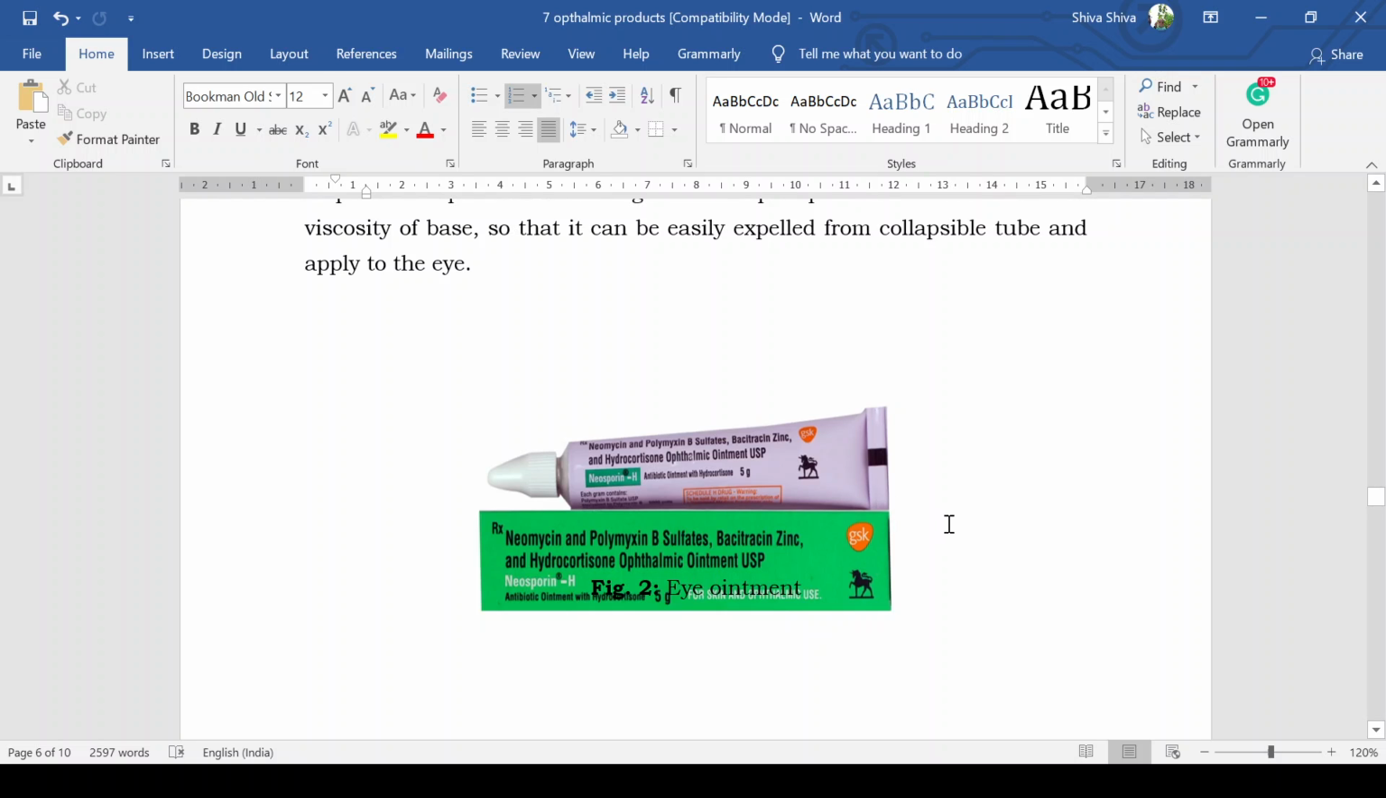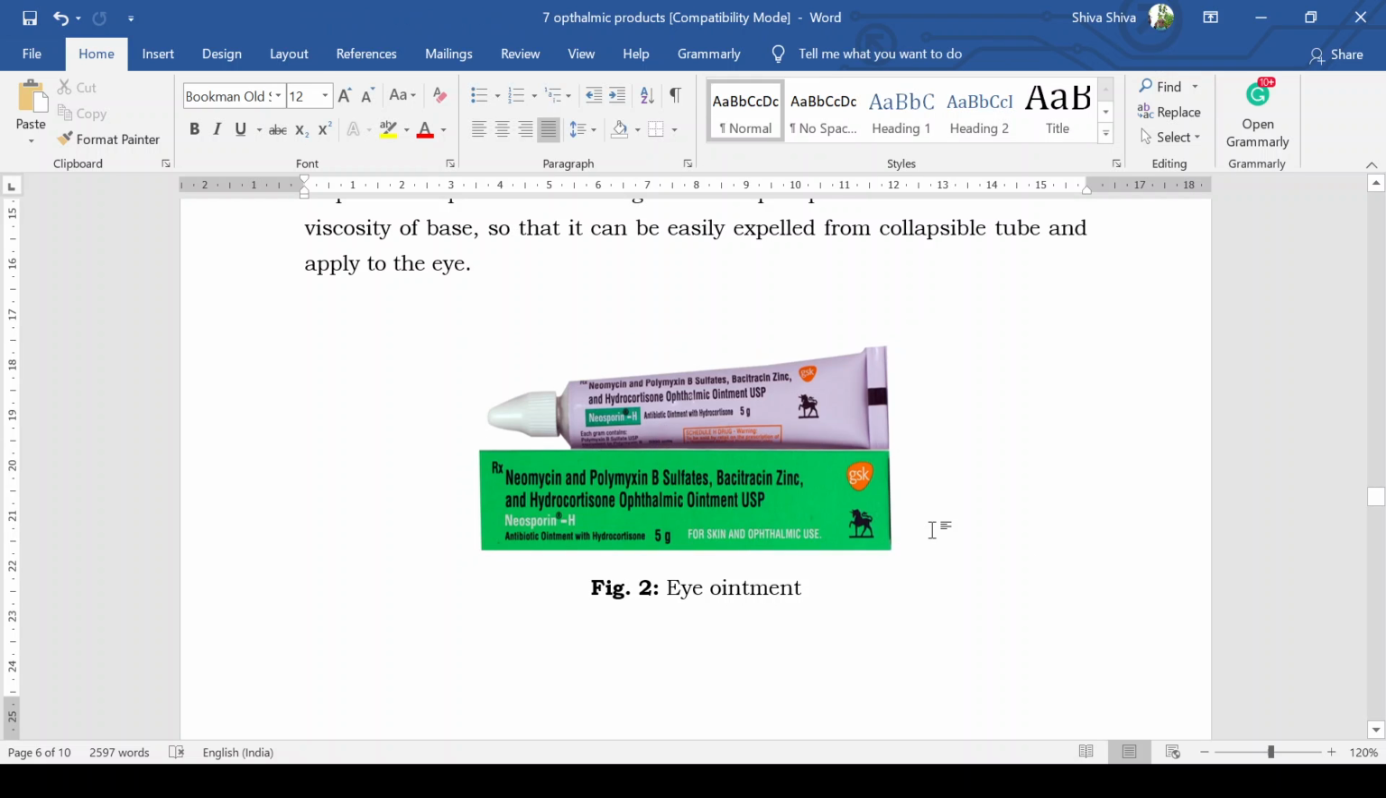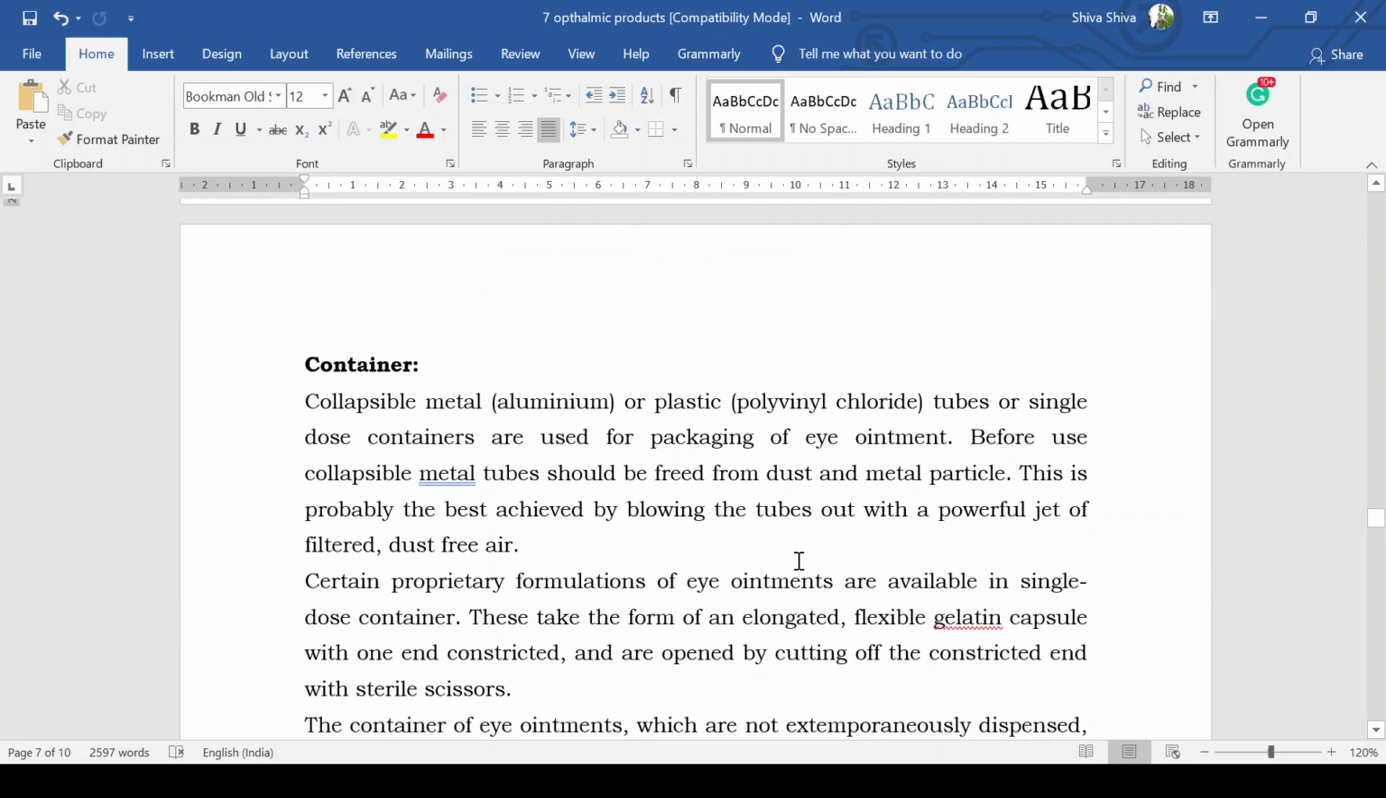This is one of the examples of eye ointment. So it is a neomycin, polymyxin B sulfate, bacitracin zinc, and hydrocortisone ophthalmic ointment (USP). Then the containers which are used for ophthalmic ointments are collapsible metal, aluminum or plastic polyvinyl chloride. So aluminum or polyvinyl chloride collapsible tubes or single dose containers are used for packaging of eye ointment.